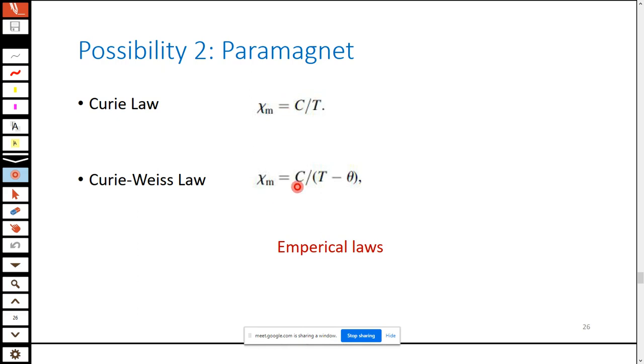These laws were known as empirical laws. For example, Curie: the husband and wife, Pierre Curie and Marie Curie, worked on radioactivity. Pierre Curie also worked on magnetic materials, and he measured the susceptibility as a function of temperature. Then he came up with this empirical formula, which says that this is a paramagnet or a ferromagnet. But there was no theory for the paramagnet for a long time.